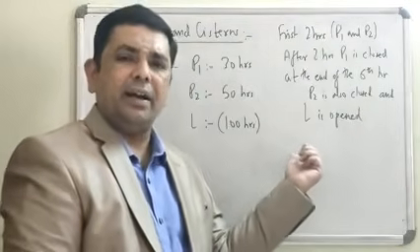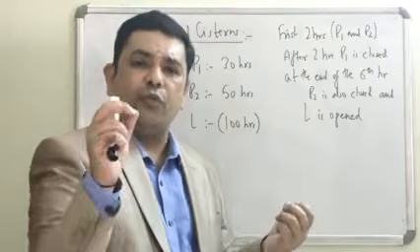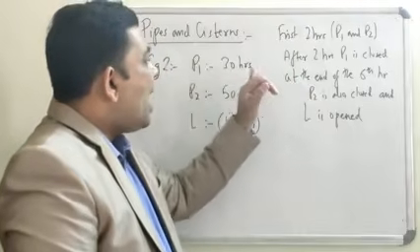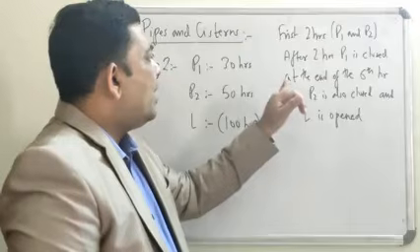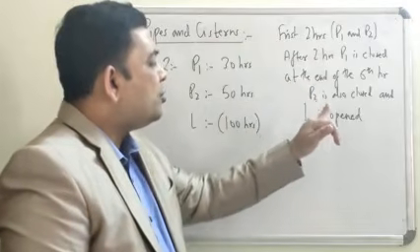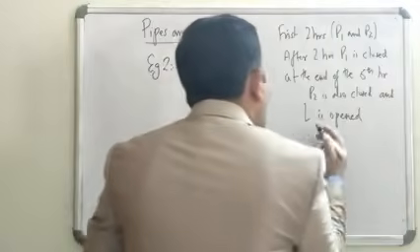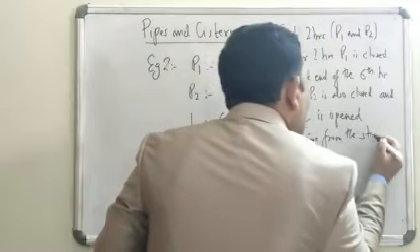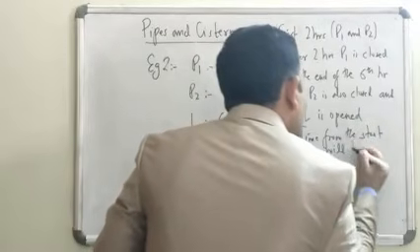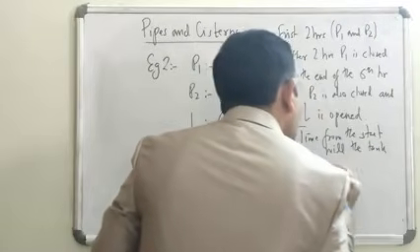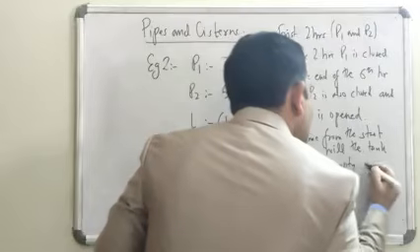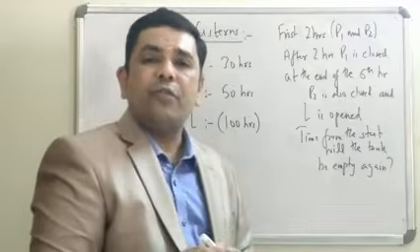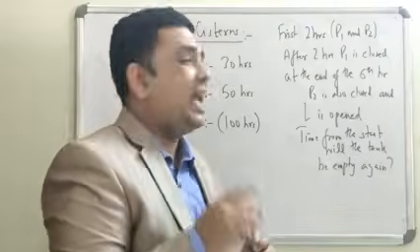We'll take maybe another minute and a half or 2 minutes to finish this discussion. So first 2 hours P1 and P2 are working. After 2 hours P1 is closed. At the end of the 6th hour P2 is also closed and the leak is opened. After how much time from the start will the tank be empty again? Oh, this is interesting.